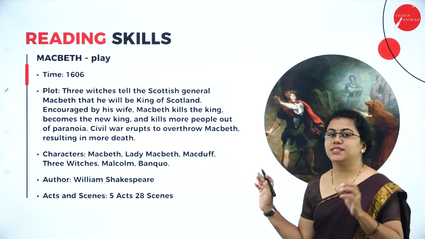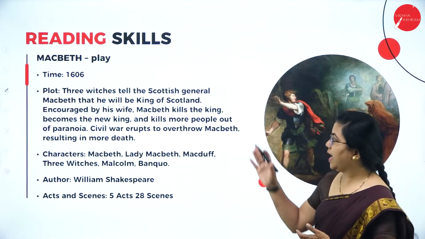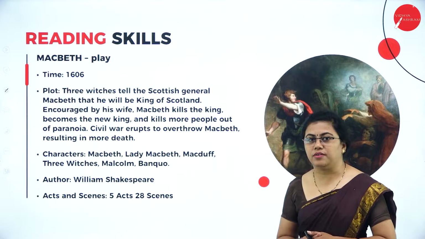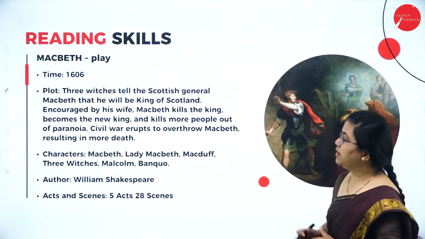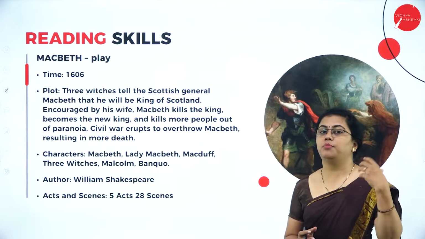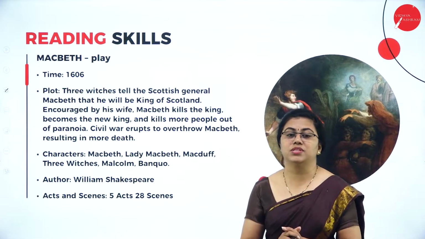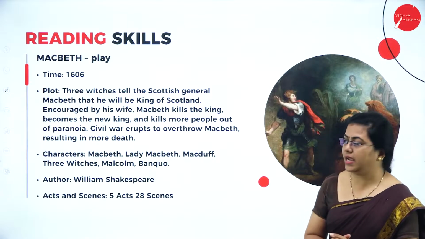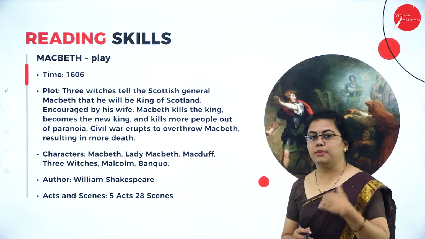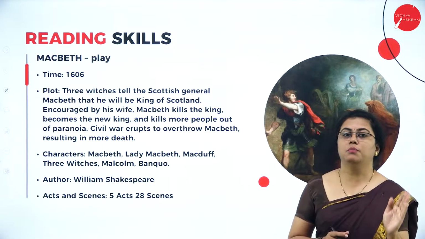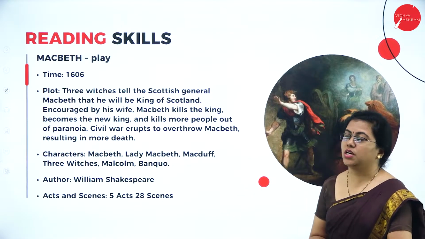The plot of this play, I'll just tell the gist of this play to you. So there are 3 witches. They prophesize. They actually tell the prophecy that the Scottish general Macbeth, so this takes place in Scotland, will be the king of Scotland. So this is the prophecy given by the witches. This plan, that is becoming the king, that idea was encouraged by Macbeth's wife, that is Lady Macbeth. And in order to reach that goal, what does Lady Macbeth do? She tells her husband to murder the king, that is King Duncan. So she tells that, so that he becomes the new king.